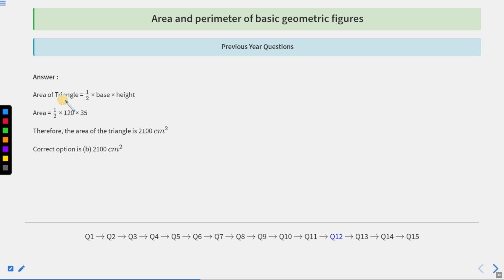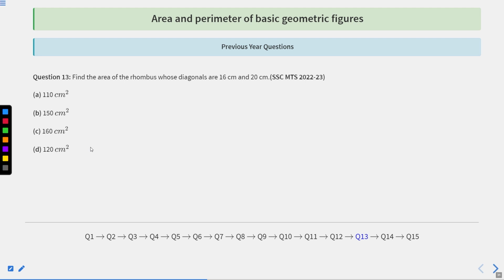So what is the formula to find out the area of a triangle? It is half into base into height. So base is known to you, height is known to you. So the area is equal to half into 120, that is base, into 35, that is height. Therefore, on simplification, you will have the area of the triangle equal to 2100 centimeter square. So option number B is correct, that is 2100 centimeter square.